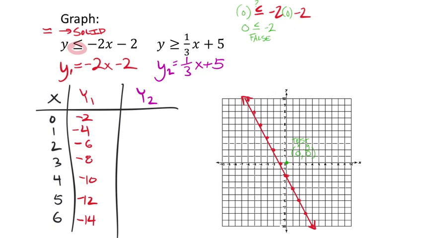Since it is false, the red line needs to be shaded on the other side. See how this point here is on the right side of the line? That means I got to shade the other side because it was false. At least for my red line, it's false. So I'm going to show the shading here. Something like this.